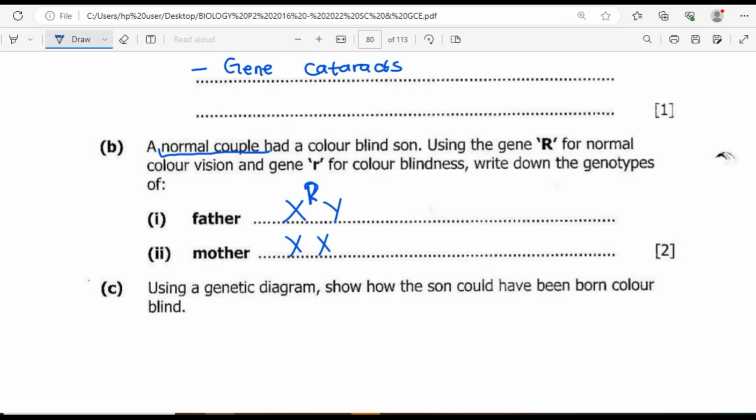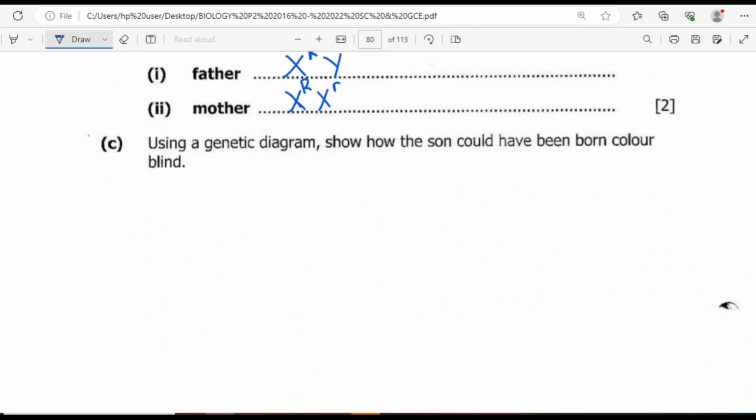Remember, for this couple to have a son who has this condition while they are considered normal, just know that the mother must be a carrier. So for a carrier, we are going to have one capital letter and one small letter. The point is, a man is either okay or sick. There is nothing like a carrier when it comes to men. So if the couple is normal and they happen to have a son with this condition, then just know that the mother is a carrier.